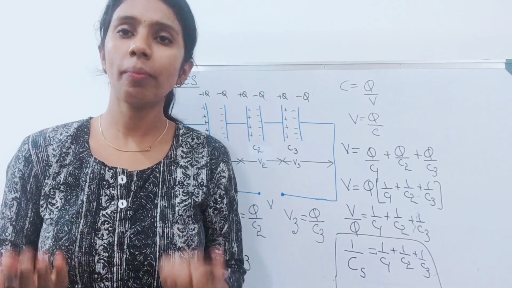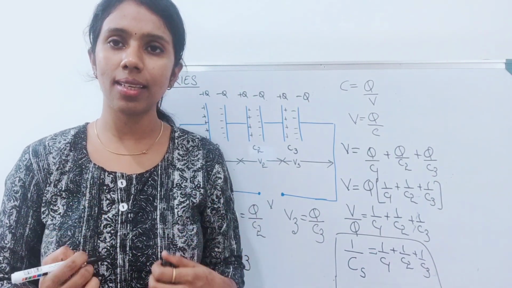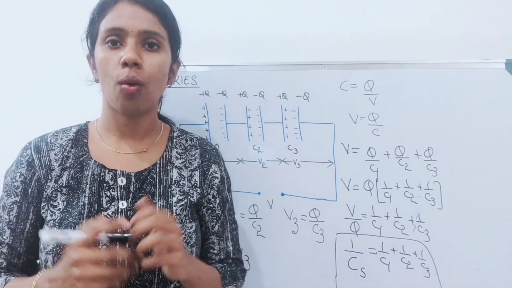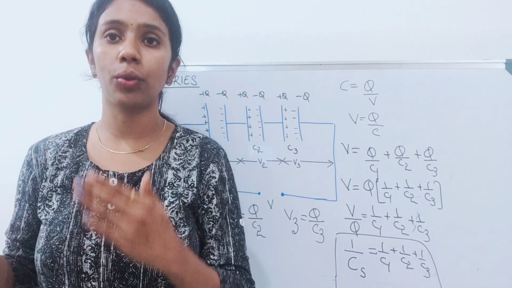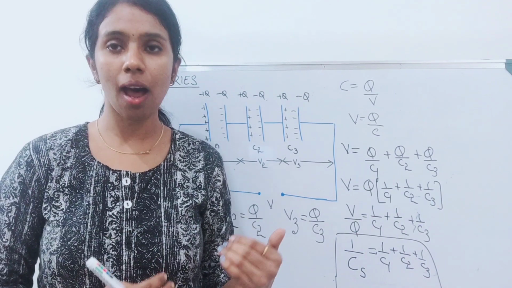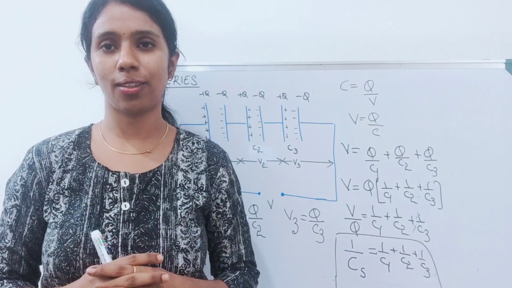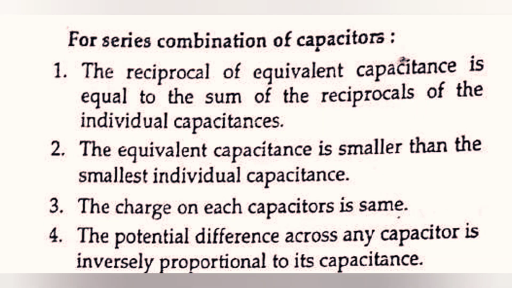If there are n number of capacitors, 1 by C will be equal to 1 by C1 plus 1 by C2 plus 1 by C3 plus etc. up to 1 by Cn. This is how you derive the equivalent capacitance of a series combination of capacitors. The series combination of capacitors.